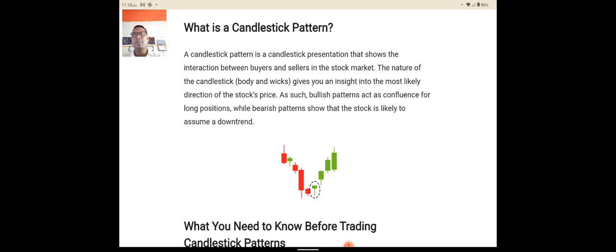A candlestick pattern is a candlestick presentation that shows the interactions between buyers and sellers in the stock market. The nature of the candlestick body and wicks gives you an insight into the most likely direction of the stock's price.